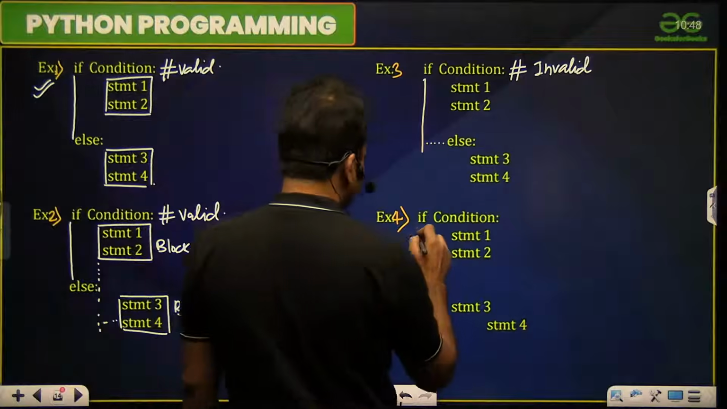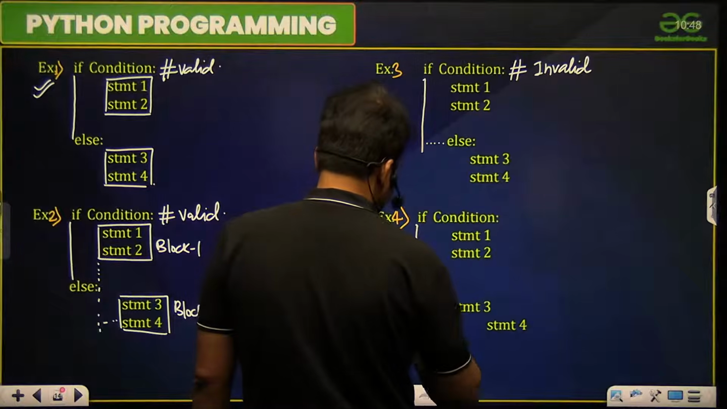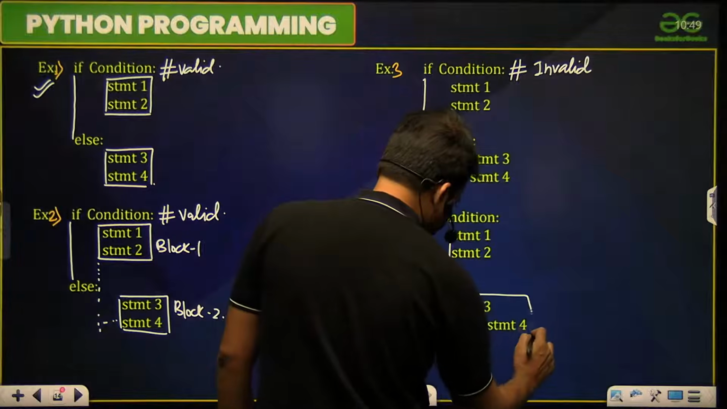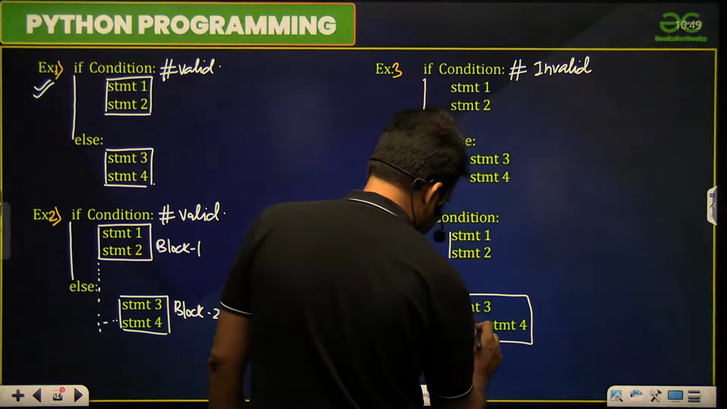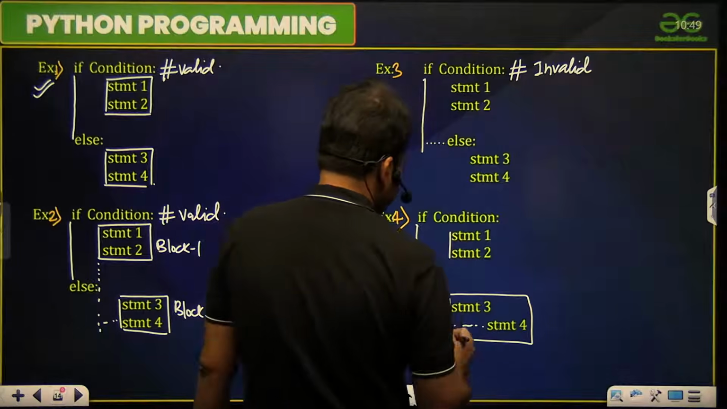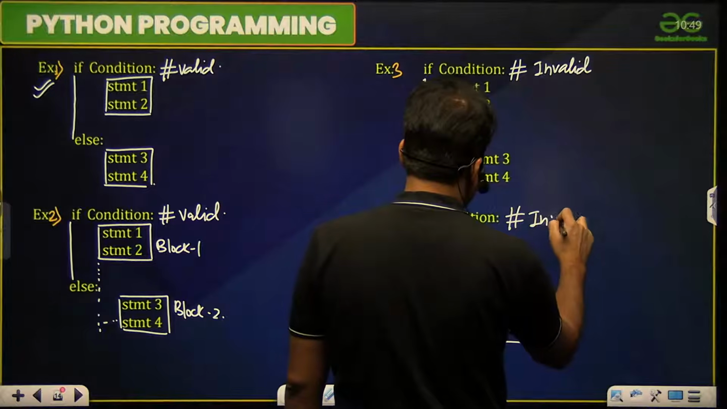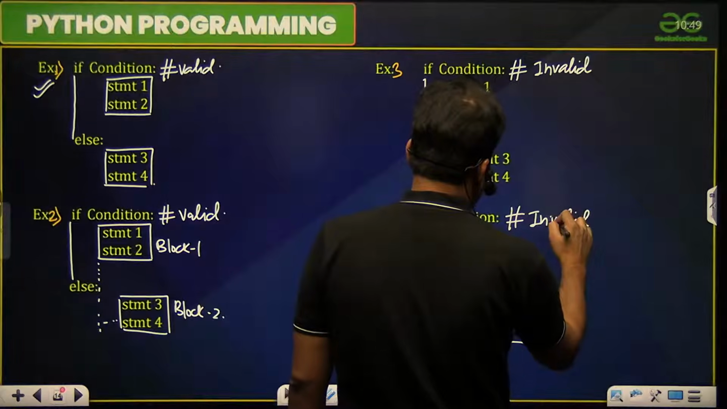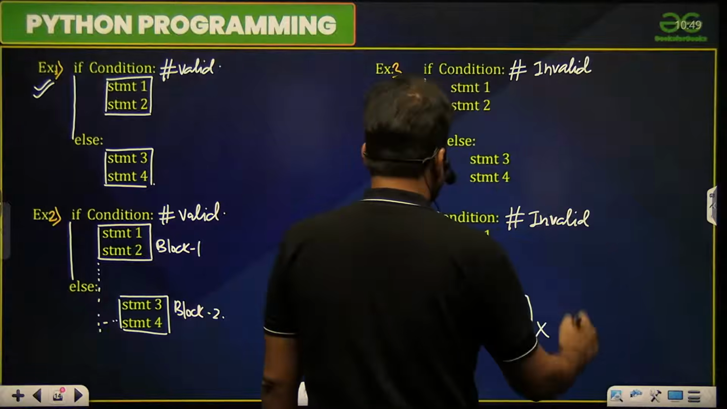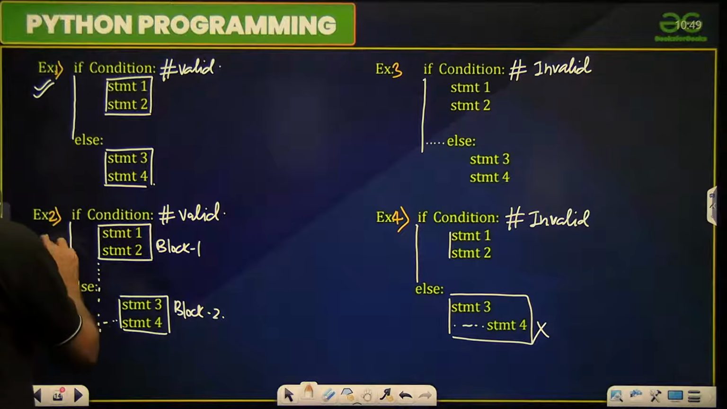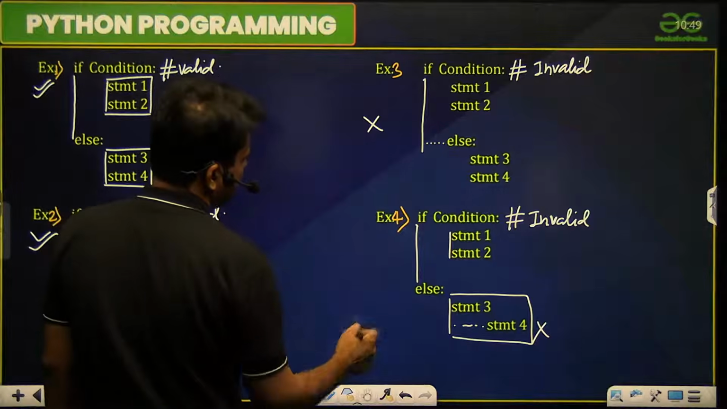What about example number 4? Sir, here if and else have the same indentation. But my dear student, inside this block the indentation of all statements is not the same. This starts from here with some tab spaces. So there is a problem here, and this is invalid. So I think, is it clear? So this is valid, and this is not valid.